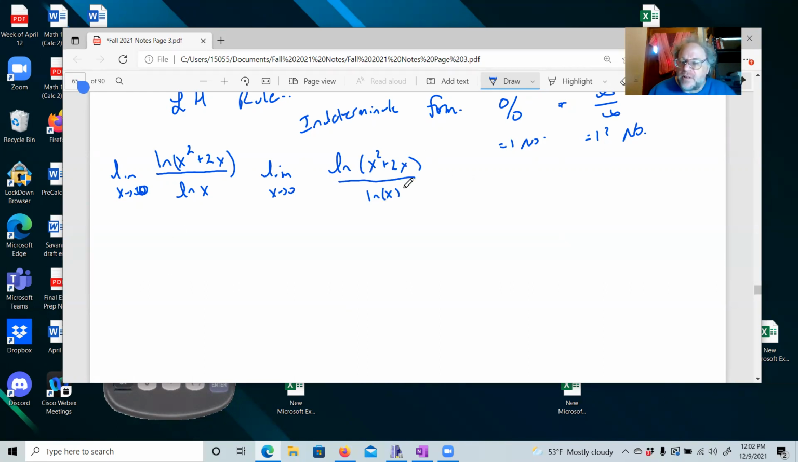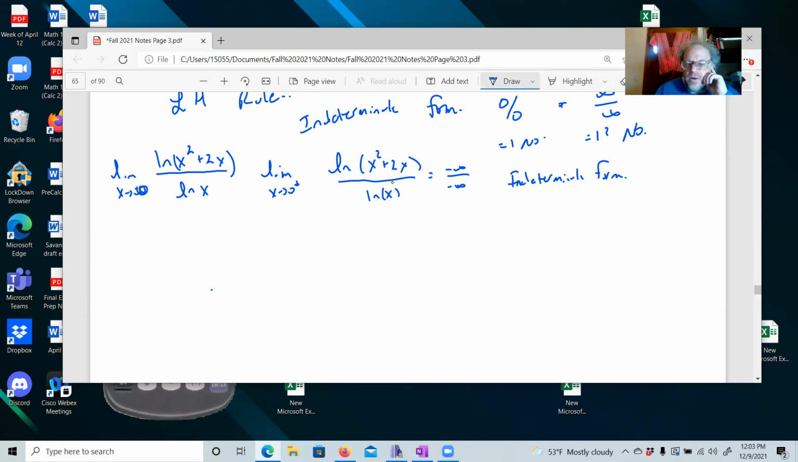If I plug in 0 top and bottom, with x going to 0 from the right, what's the natural log look like? It looks something like that, regardless of what's in there. So it's going to be negative infinity over negative infinity. And look at that, we get an indeterminate form. Hooray. So now that we know we have an indeterminate form, we can apply L'Hopital's. I'm going to go ahead and erase my little graph here.